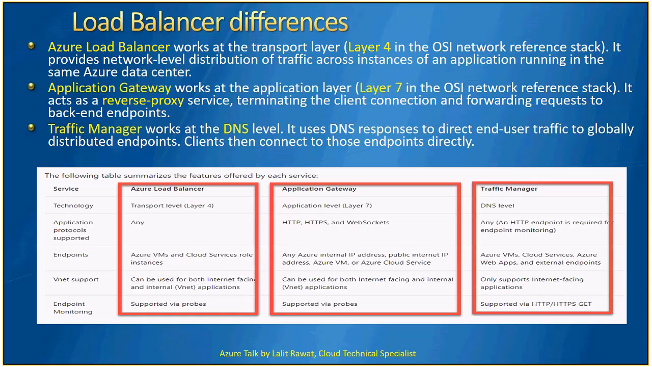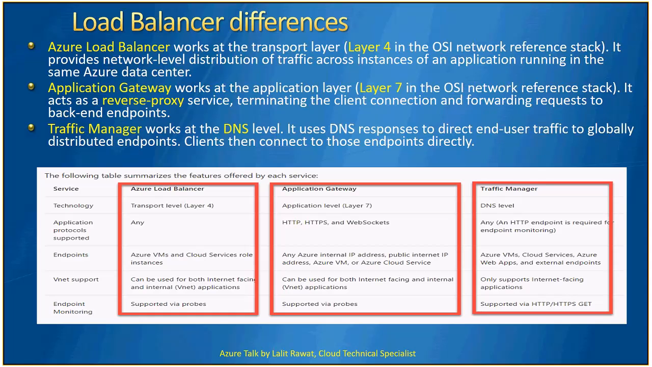Finally, you have Traffic Manager, which works at the DNS level, as name resolution. It's the intelligent brain behind resolving to the right endpoint, and it does so depending on what profile you configure. As for protocols supported, in the case of the load balancer, any protocol is supported. Anything on the TCP layer will work, whereas application gateway supports only HTTP, HTTPS, and WebSocket. On the Traffic Manager side, any HTTP endpoint will work for monitoring.